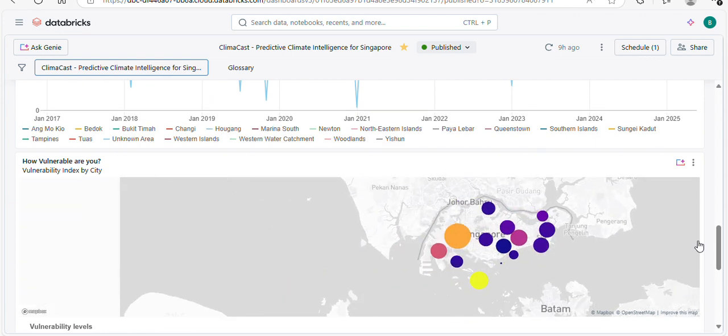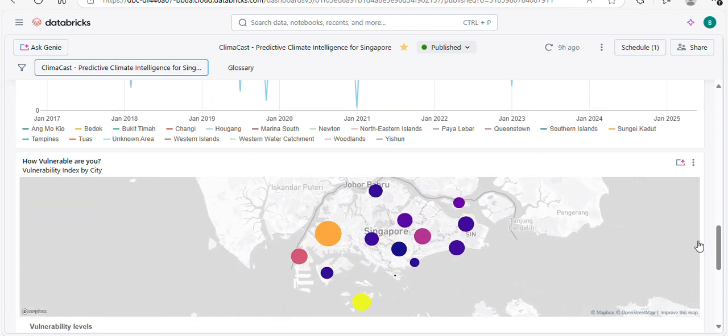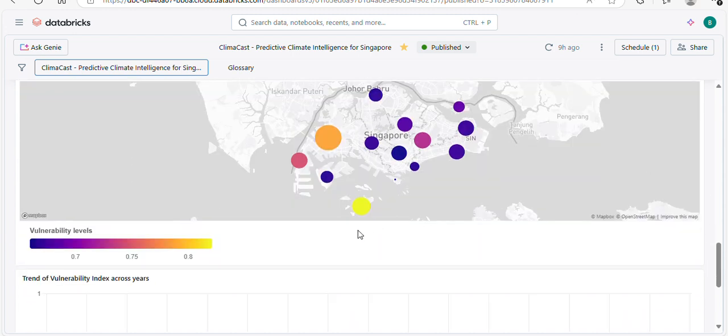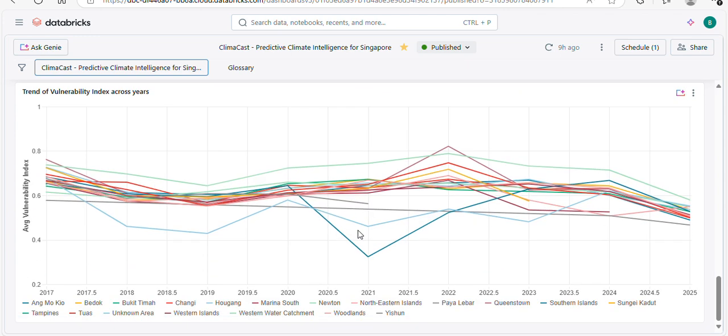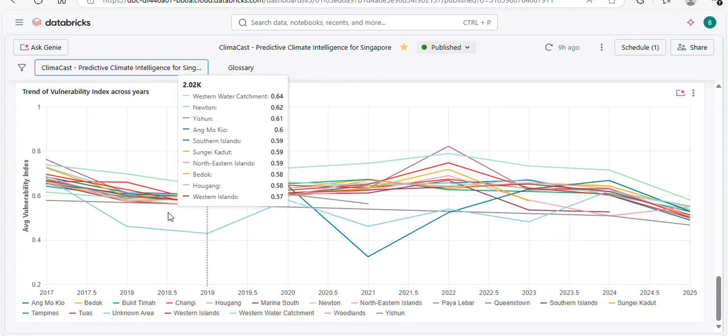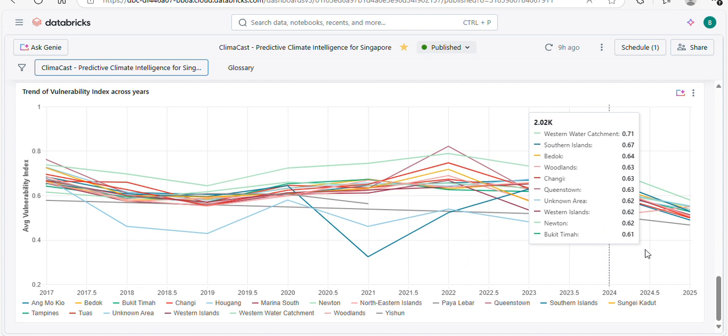Moving on to the vulnerability index. This map shows how climate-related stress varies across Singapore, with the warmer colors indicating higher vulnerability. Finally, the last line chart tracks the trend of the vulnerability index over the years for each region. So, in summary, this dashboard allows us to not only track and forecast climate metrics, but also identify localized climate stress zones, which is used to bring smarter policies and interventions across Singapore.